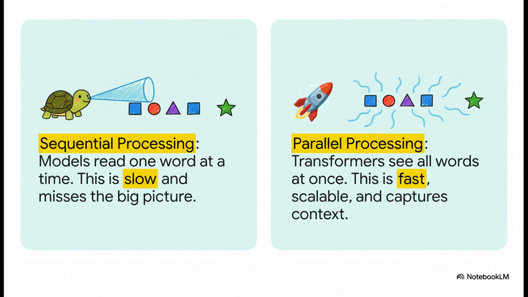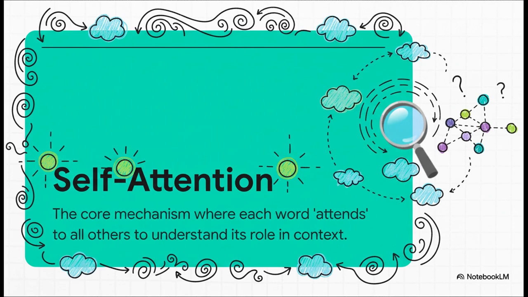Well, transformers shattered that limitation. They process all the words in a sentence at the exact same time, giving them a complete holistic view of the context right from the get-go. So how do they do that? How do they see everything at once? They do it with this absolutely brilliant mechanism called self-attention. This is the secret sauce.